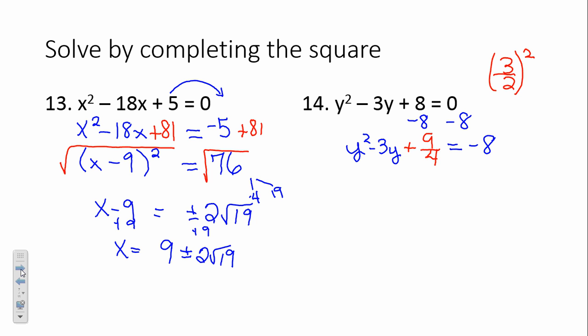If I add 9 over 4 to the left side, what do I have to do to the right side, Vivian? Add it to the right side. Here's where it gets a little tougher. That's okay, we've got our calculators. Okay.